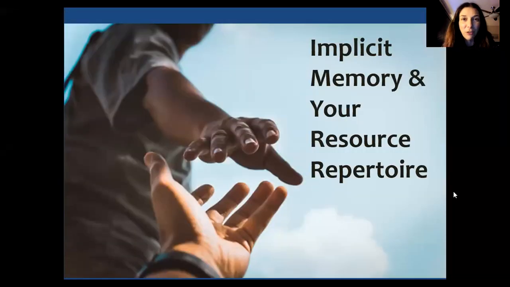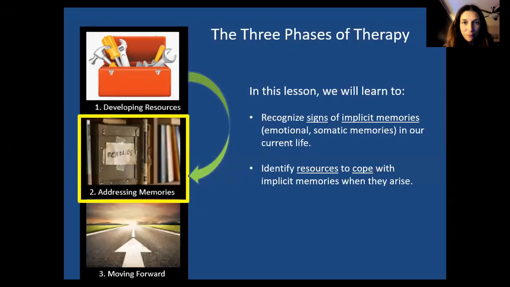Okay, here we go. So implicit memory in your resource repertoire. Don't worry, I'm going to define all this stuff. We'll go over it in plenty of detail today. As you may remember from some of my other videos in this series, there are 3 phases of therapy when we're working through trauma and attachment issues. We finished the section on developing resources, which is number 1, and now we're moving on to addressing memories. But we're going to use what we learned in section 1 to help with section 2.